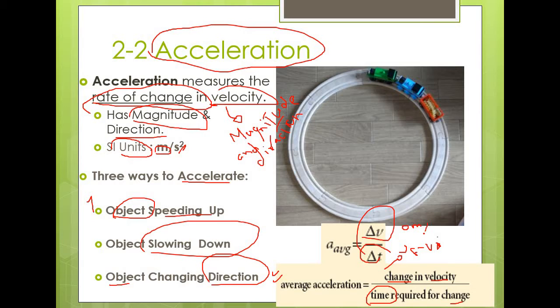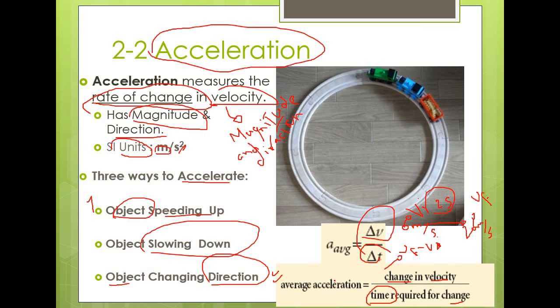For example, if the car starts to move, so it starts at velocity 0 meter per second. So velocity initial is 0 meter per second, until it reaches a velocity of 20 meter per second. So final velocity is 20 meter per second, during a time of 2 seconds. So the time will be equal to 2 seconds.